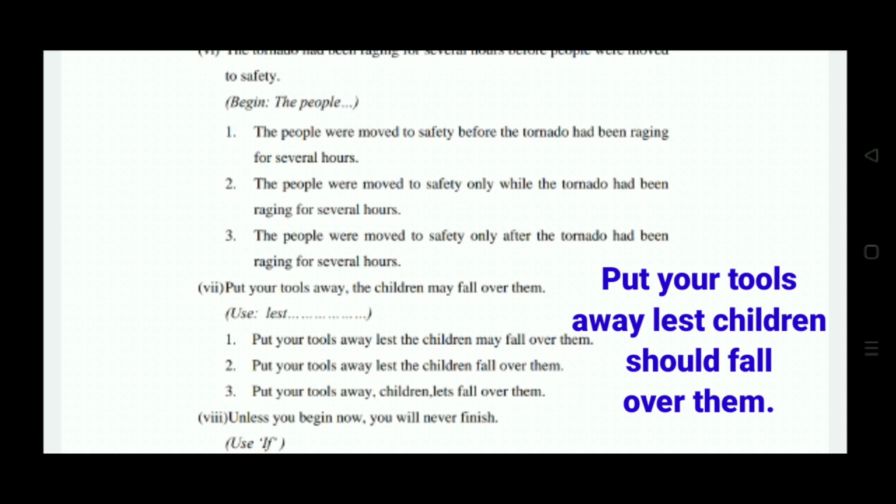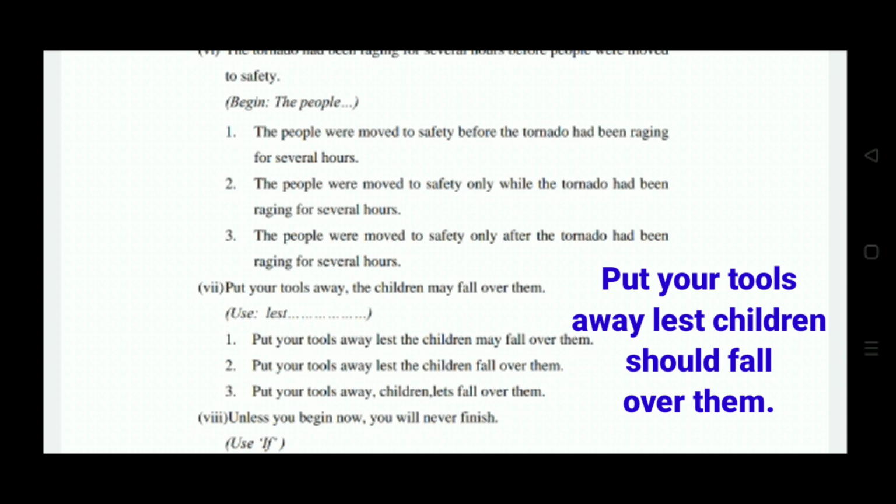So, this question is not completely correct. This question provided by the council is not correct because the options are not correct. Had it been, put your tools away lest the children should fall over them, the answer would have been correct. Put your tools away lest the children may fall over them. Option number 1, they have used may, but when you are using lest, you do not use the modal may. So you will not use that option. Option 1 is incorrect. So you are left with only option number 2.